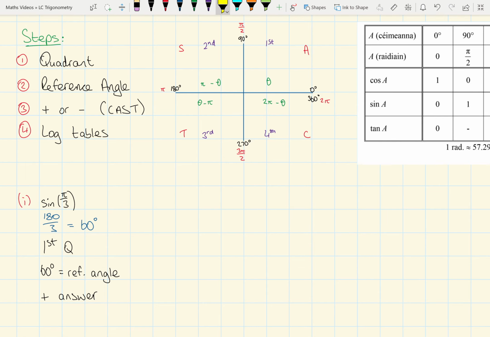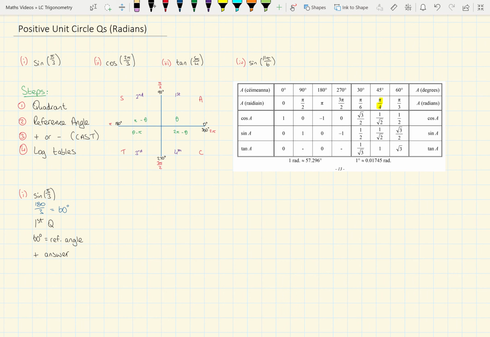And step 4 now, we go to our log tables. So our reference angle is pi over 3. We're dealing with sine, so that gives me an answer of root 3 over 2. So sine of pi over 3 is equal to root 3 over 2. And that's part 1 done.